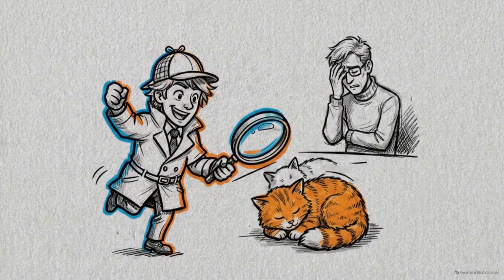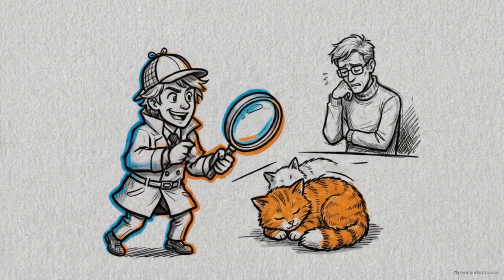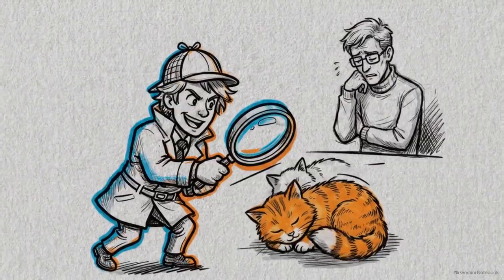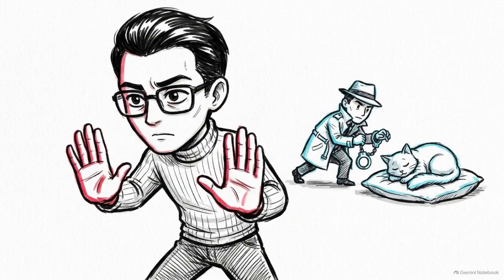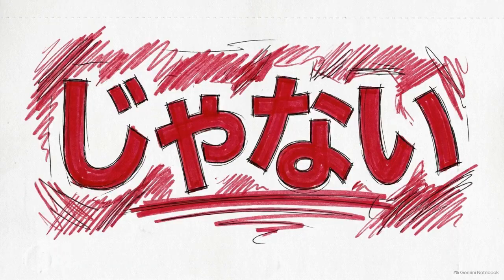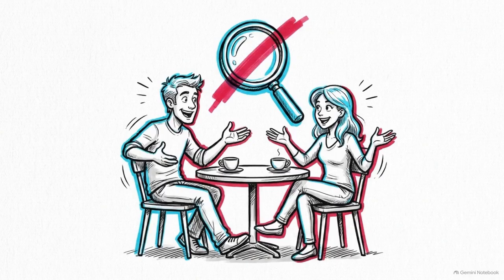Imagine a tiny detective peering through a magnifying glass at a sleeping cat and confidently declaring it a dangerous wolf. As his long-suffering sidekick, you need a way to stop this false assumption before he tries to put handcuffs on the cat. To do that, you need the word Janai. In casual, everyday Japanese, this is your go-to tool for stating that something is not what it seems.